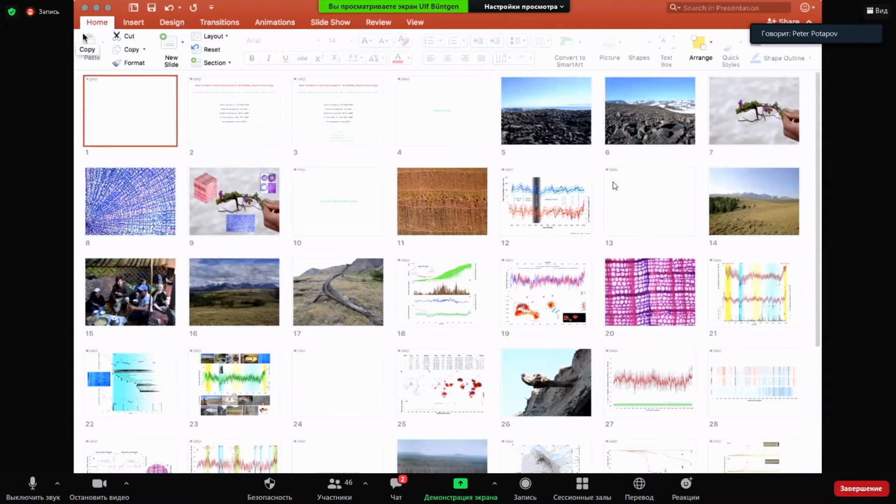Petr? Yes, can you hear us? Can you please stop sharing your screen so that Petr can share his screen? Off. And we cannot hear you.